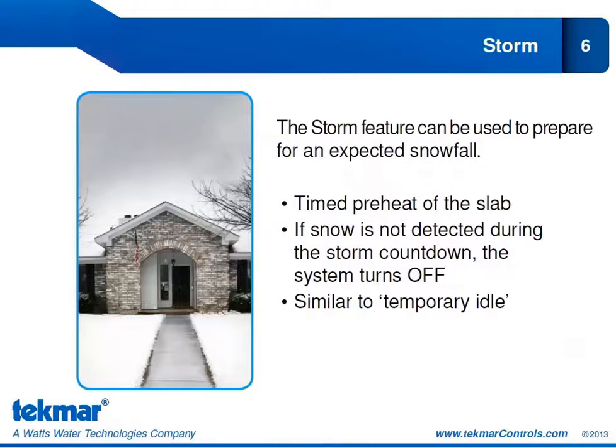If it doesn't snow, that's okay. The system will return to off. So it's different from idle in that idle is a permanent state that lasts throughout the snowmelt season. Storm is a temporary preheat. If we don't see snow during that time period, the system turns to its off state. It does not remain in storm. So it's a nice option if you're expecting a snowfall to occur, that you have the ability to bring your slab up to a certain temperature to allow for that faster response time.